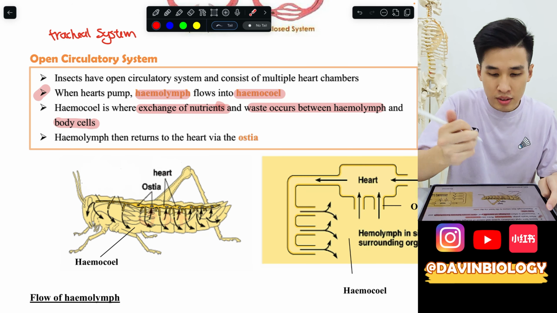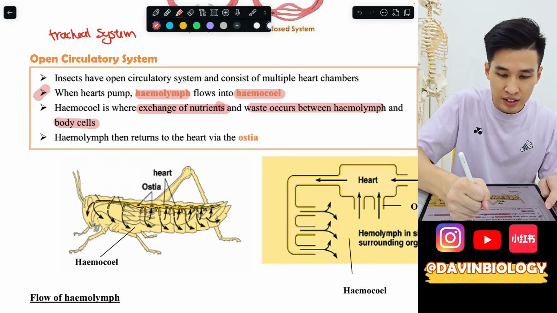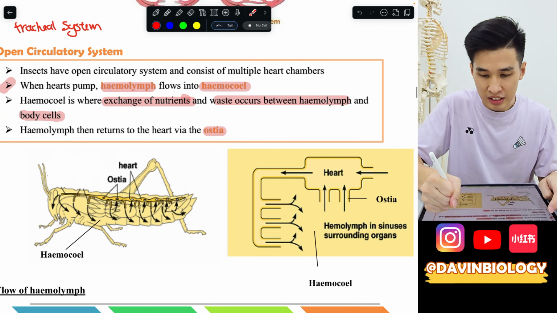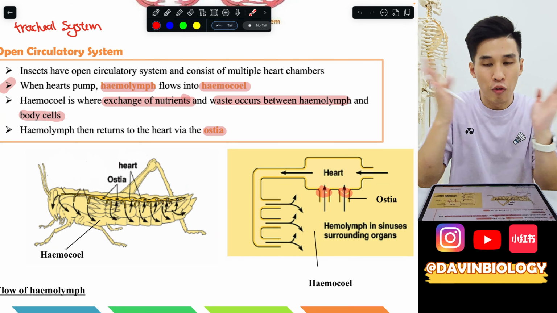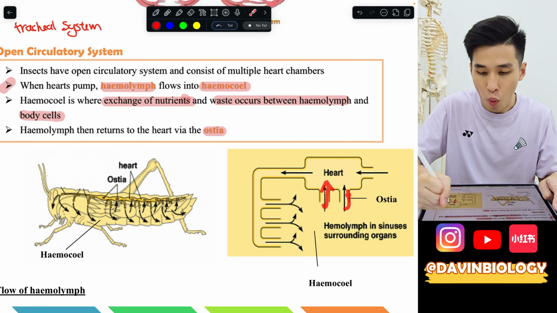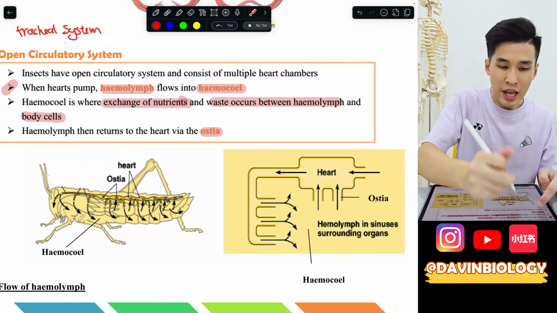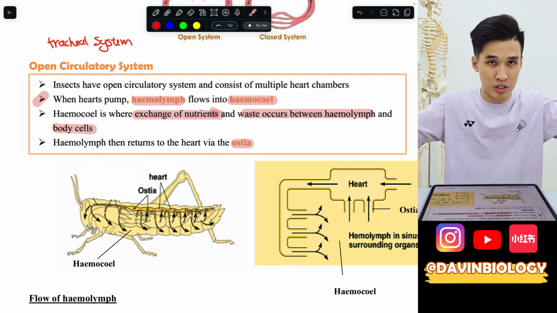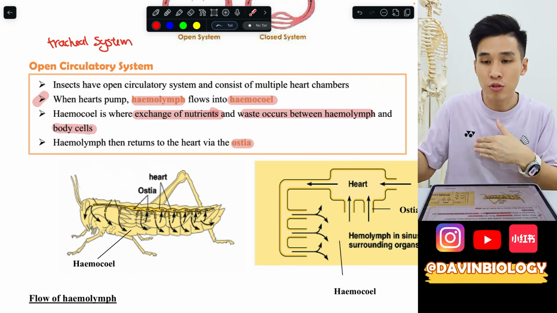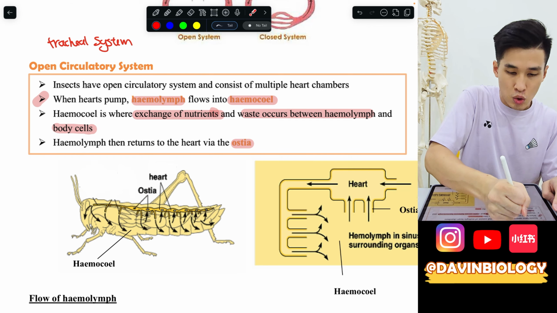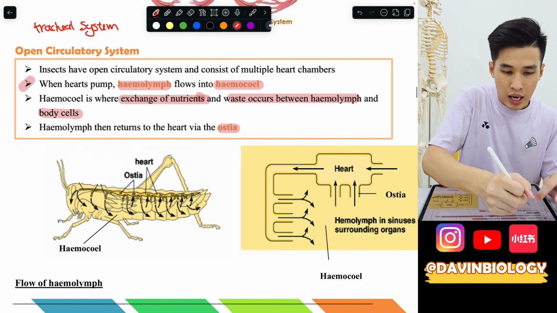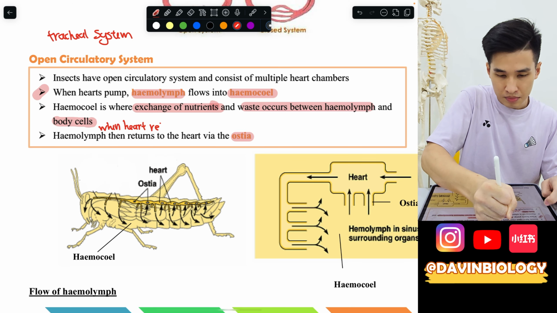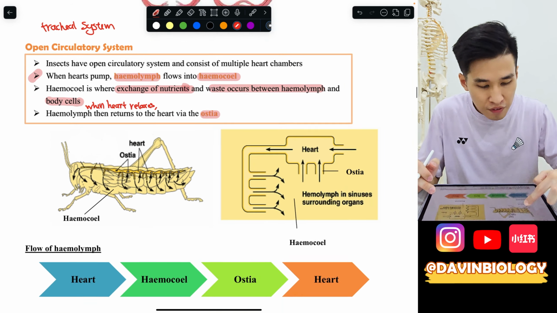So how does blood go back to the heart? They return to the heart via the ostia. The ostia is like a pathway, like a valve, to allow the blood to go back to the heart. You can add one more word here: when the heart relaxes. When it contracts, it pumps out the blood. When it relaxes, the blood returns to the heart through the ostia. So you can just add one more here, when the heart relaxes.